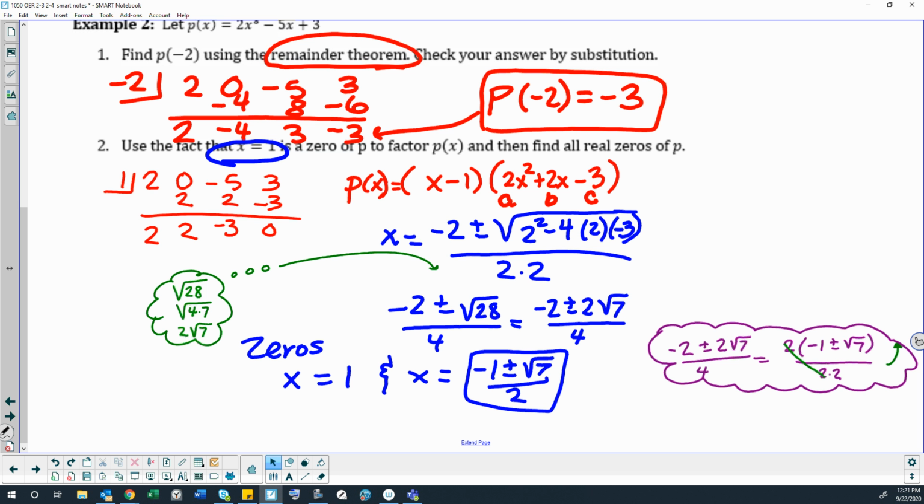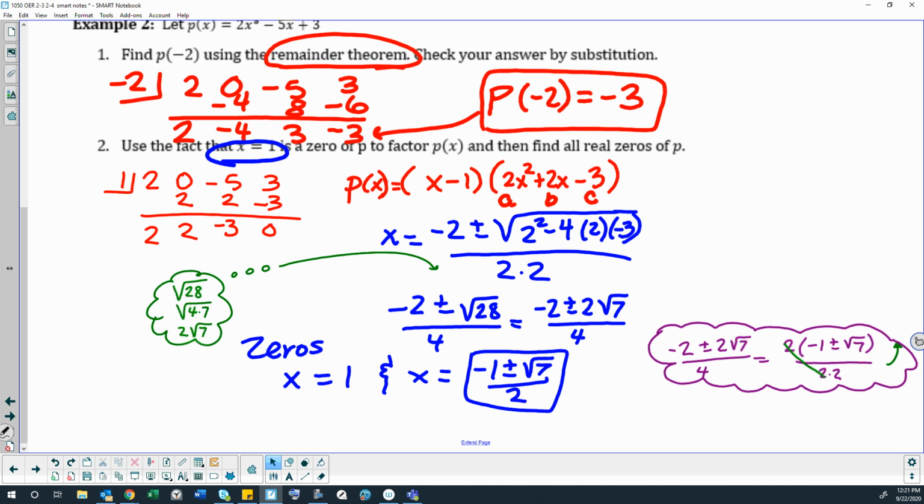So then, this other little thought bubble shows how we can simplify it, because both 2 and 2 square root of 7 are divisible by 2, and 4 in the bottom is also divisible by 2. So we take that 2 out of everything and simplify it, and we're left with negative 1 plus or minus the square root of 7 over 2.